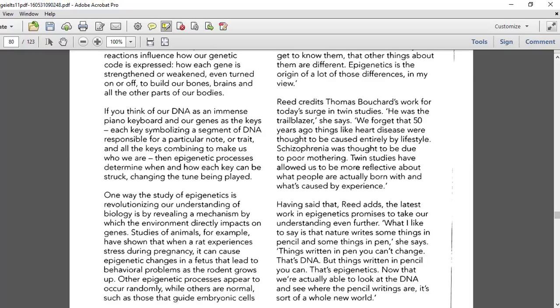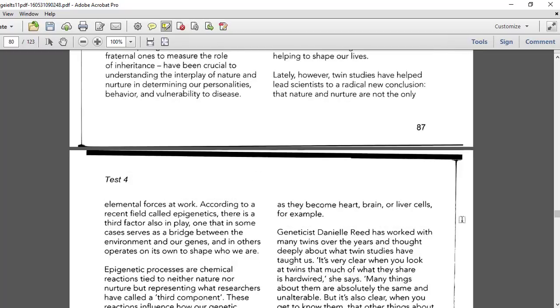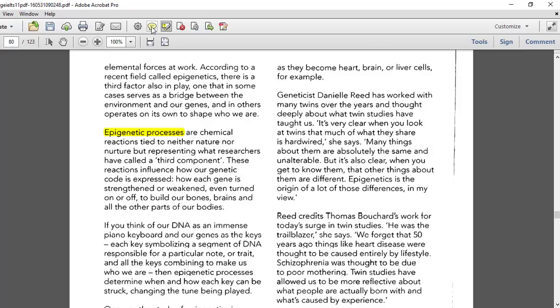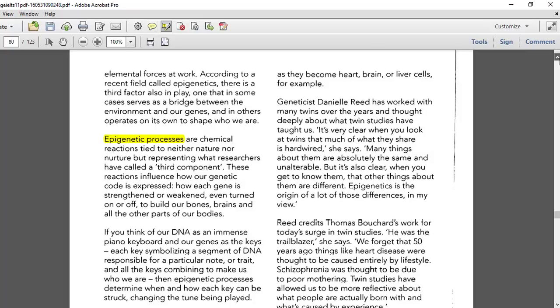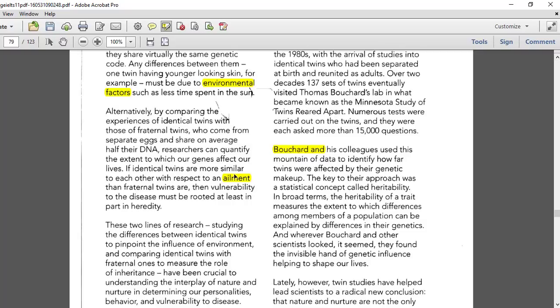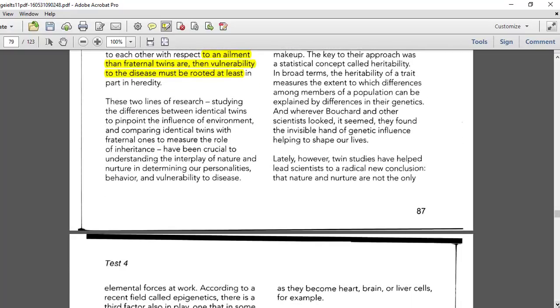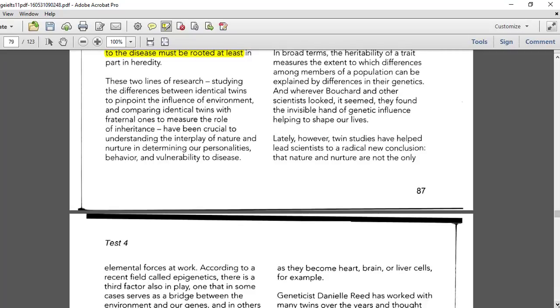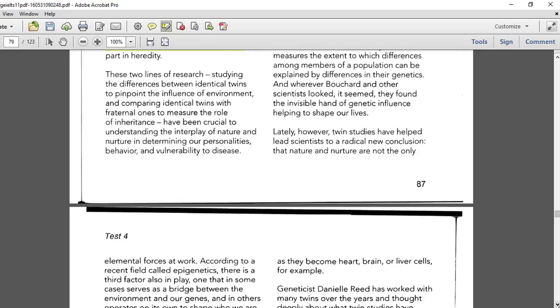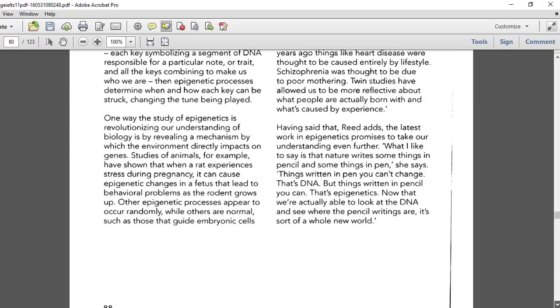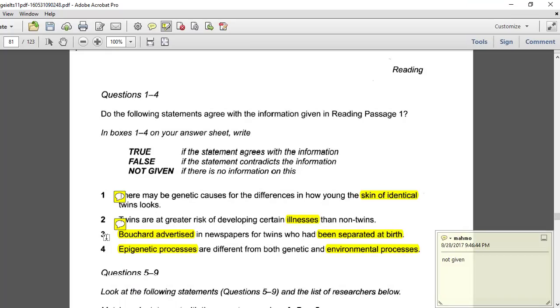Get back to the passage. Here it is, epigenetic processes. So here is number 4. Pay attention. This is where number 4 is, and this is where number 2 is, ailment, correct? So number 3 must be somewhere here. We looked here before. Have we found anything about the newspaper advertisement? No. So number 3 is definitely not given.